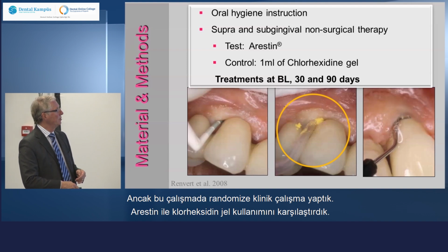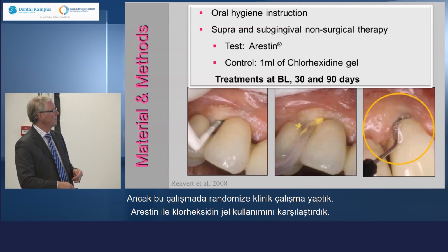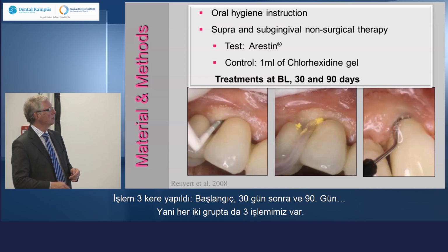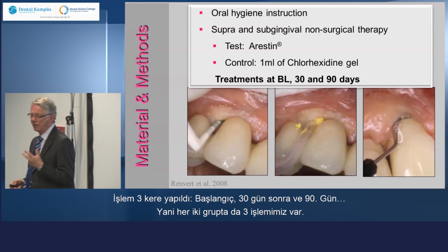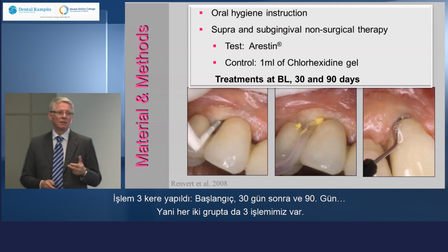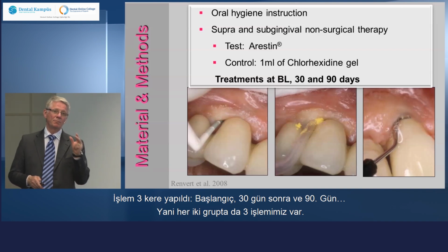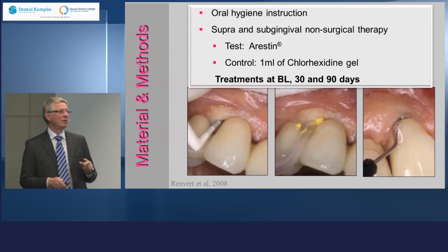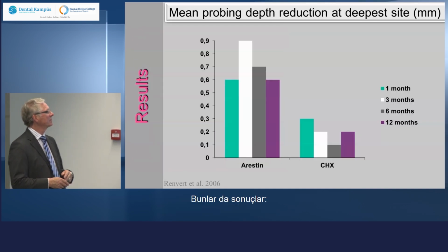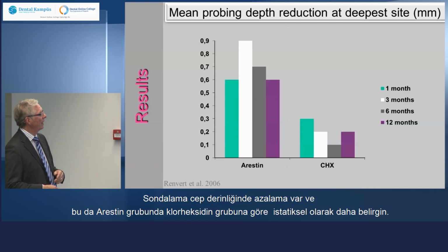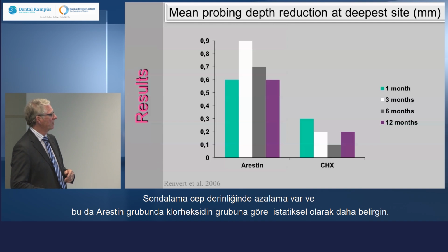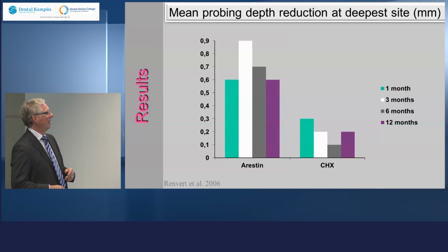microspheres to the use of chlorhexidine gel, and treatments were performed 3 times. Baseline, at 30 days, at 90 days. So you have 3 treatments in both groups. And these are the results. We have a reduction of probing depth, and it's more pronounced in the Arrestin group than in the chlorhexidine group, and this is statistically significant.